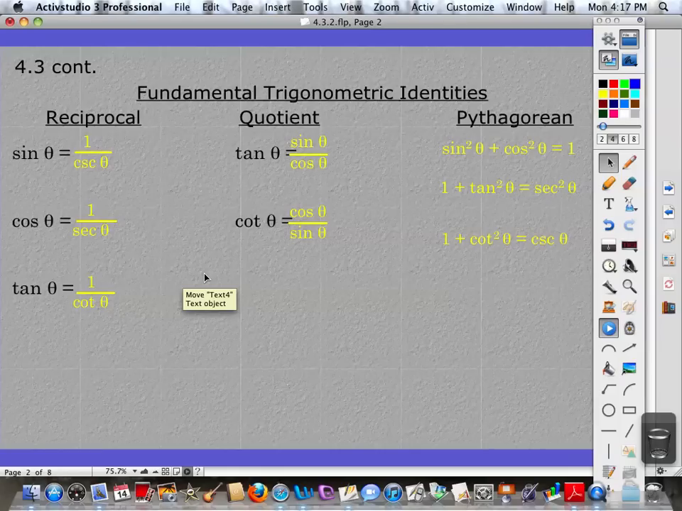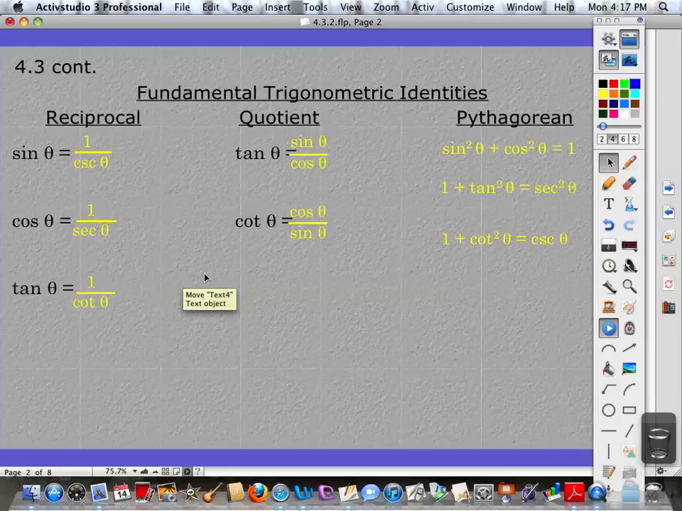So the sine of theta is the same value as 1 divided by cosecant of theta. Or I could flip that around and say that the cosecant of theta is 1 over the sine of theta, which we've used when we were filling in our chart. Cosine of theta is a reciprocal of the secant, and tangent is a reciprocal of the cotangent.